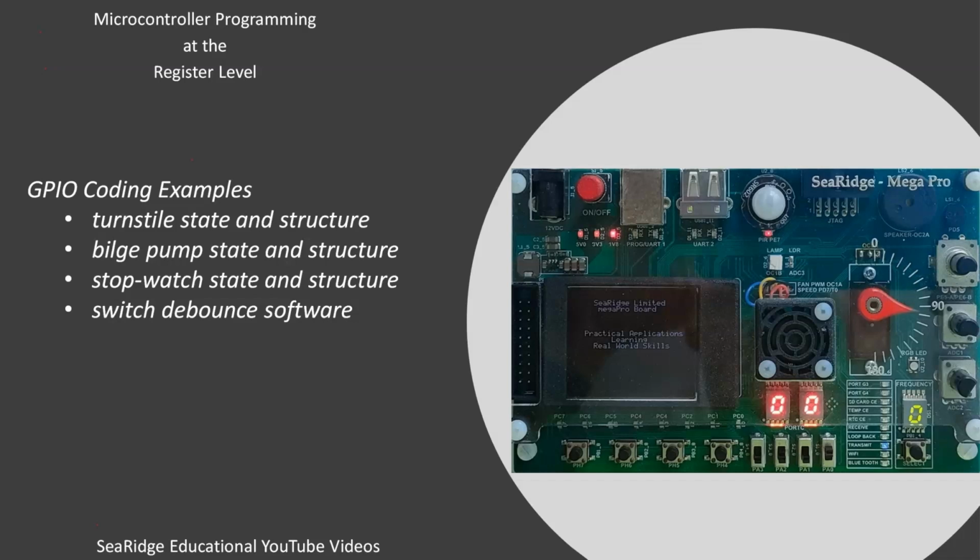This nutshell provides GPIO coding examples. We have previously created the state and structure diagram for the turnstile, bilge pump, and stopwatch. I will now show how to convert these diagrams into C code. I will also show how we can use software to deal with switch bouncing.